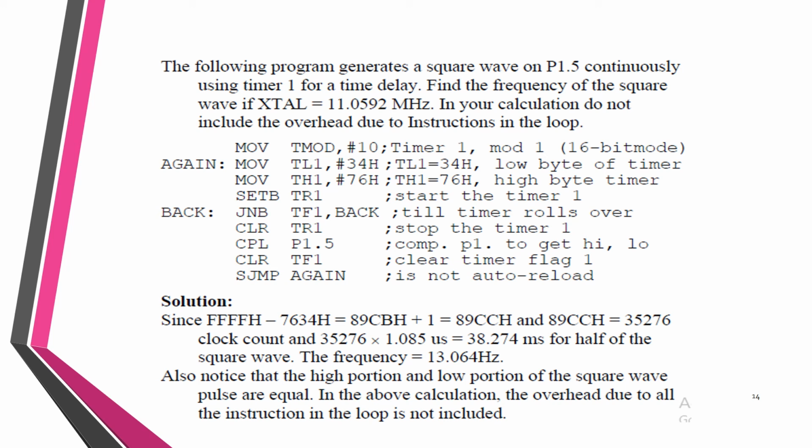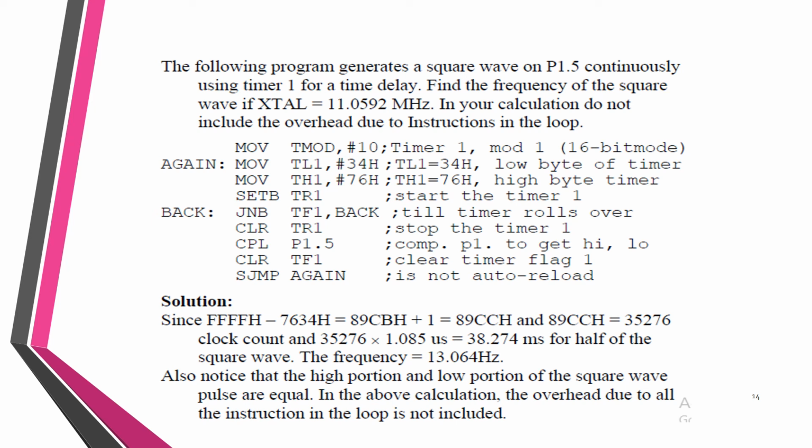So here, for example, we are producing a square wave on P1.5 continuously using timer 1 for time delay. The task is to find the frequency of the square wave if the crystal is 11.059 MHz. Now see here, simple: MOV TMOD, #10H. So timer 1, mode 1 operation, the 16-bit mode, we are using. Here you can see the TMOD register is loaded with the value 10.